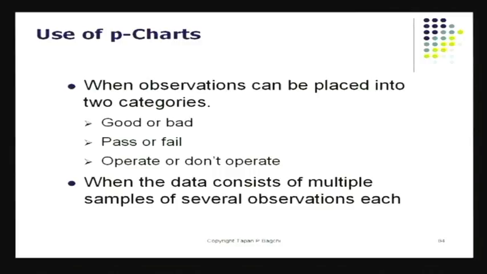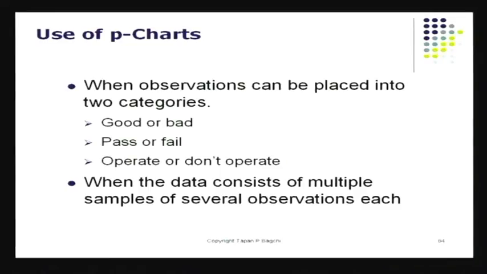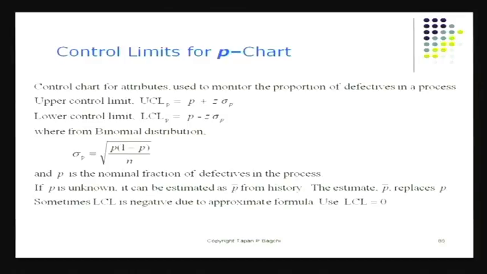So, in fact, what are we talking about? We are talking about quality characteristics that could be measured, but can be judged on a good-bad basis, pass or fail basis. When data consists of characteristics like this, we would utilize the P chart.